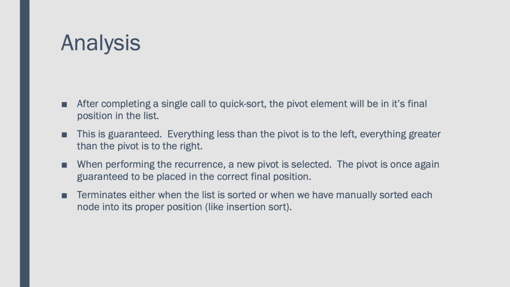Now we can say that after completing a single call to quicksort, the pivot element will be in its final position in the list. This is guaranteed. Everything less than the pivot is to the left, and everything greater than the pivot is to the right. When performing the recurrence, a new pivot is selected. The pivot is once again guaranteed to be placed in the correct final position, and then it terminates either when the list is sorted or when we have sorted each node into its proper position.